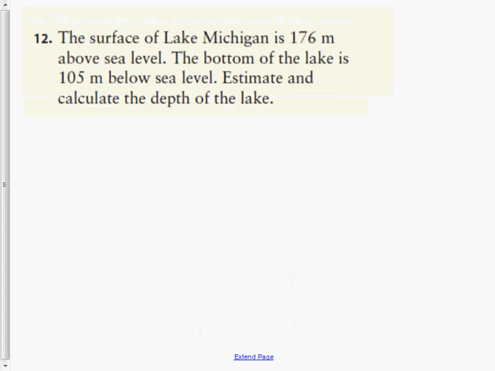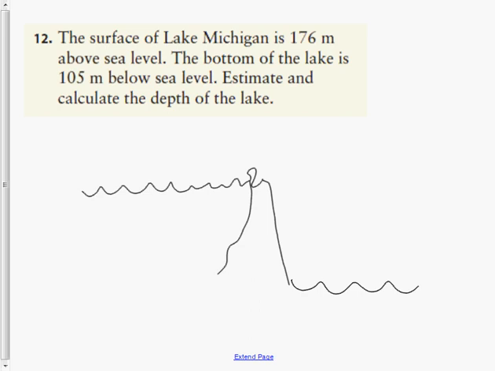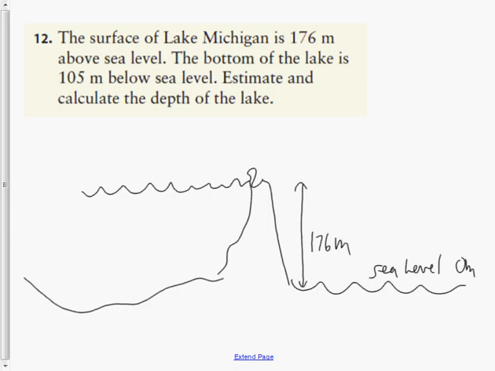Question 12 says the surface of Lake Michigan is 176 meters above sea level. So I'm going to draw Lake Michigan. I'm going to draw some, maybe it's going to be like this or something like this. And then here's sea level. This is sea level, which is at 0 meters. And Lake Michigan, for whatever reason, is above sea level by 176 meters.